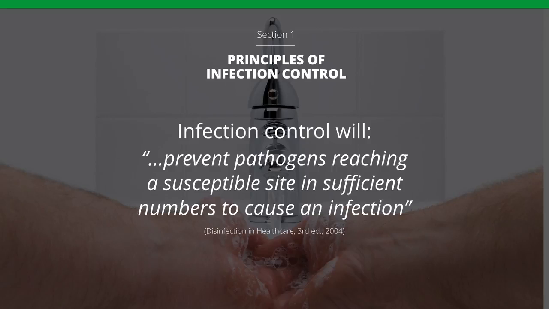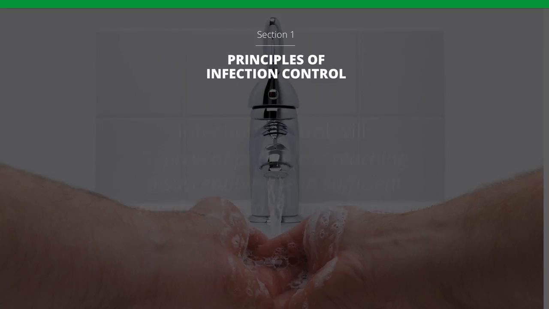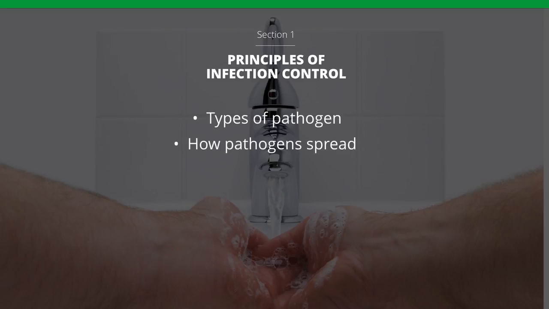The same high standards applied to infection control in human health are equally important in animal health. In both sectors we have the same objective: to prevent pathogens reaching a susceptible site in sufficient numbers to cause an infection. First, we will be looking at the types of pathogen, then how they spread.